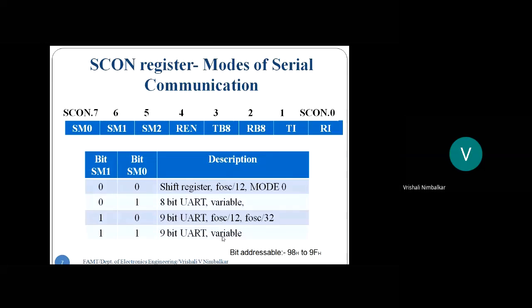The programmer can decide what is a rate of transmission. So these are the 4 operating modes of serial communication. Mode 0, synchronous serial communication. Mode 1, 2, 3, asynchronous. Mode 1, 8-bit asynchronous, variable baud rate. Mode 2, 9-bit asynchronous, 2 fixed baud rates. And mode 3, 9-bit asynchronous, variable baud rates.